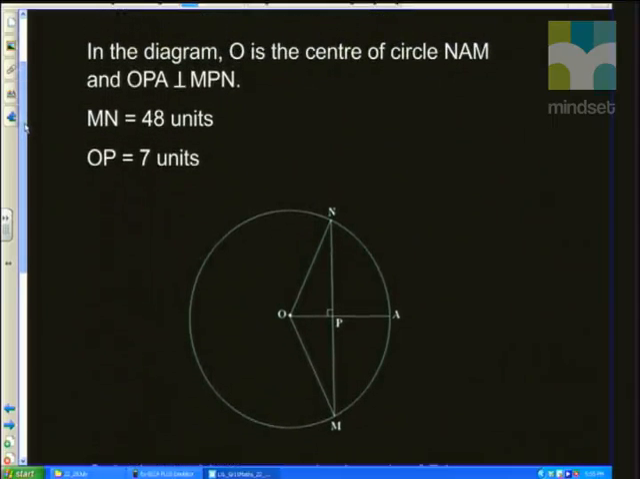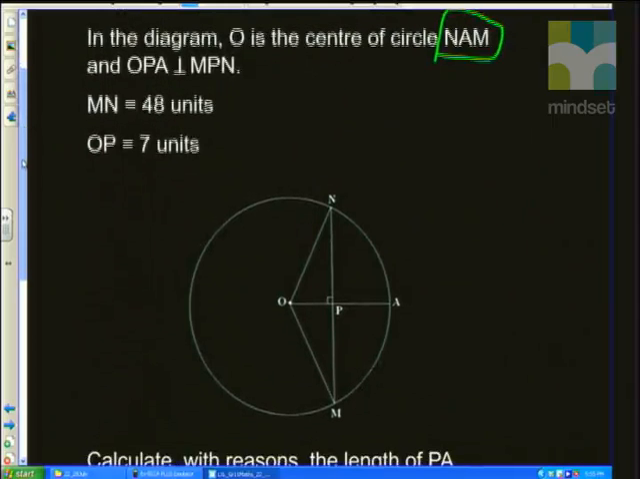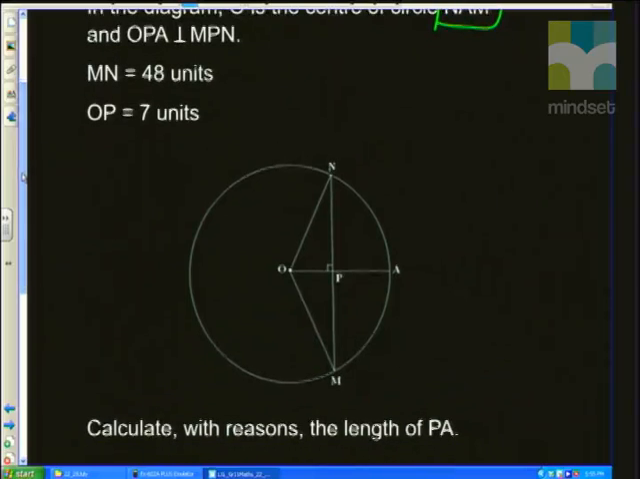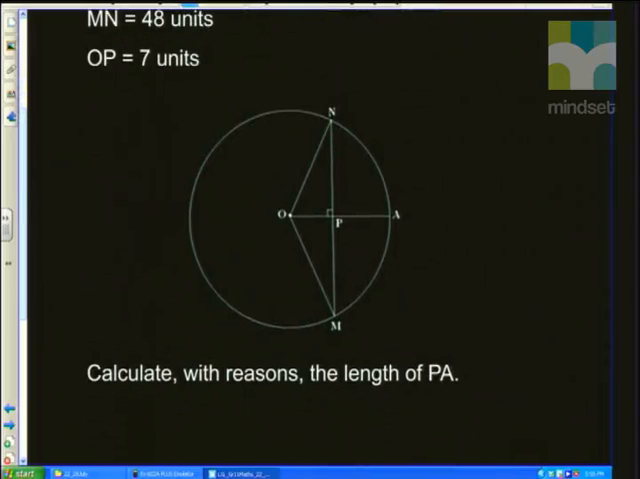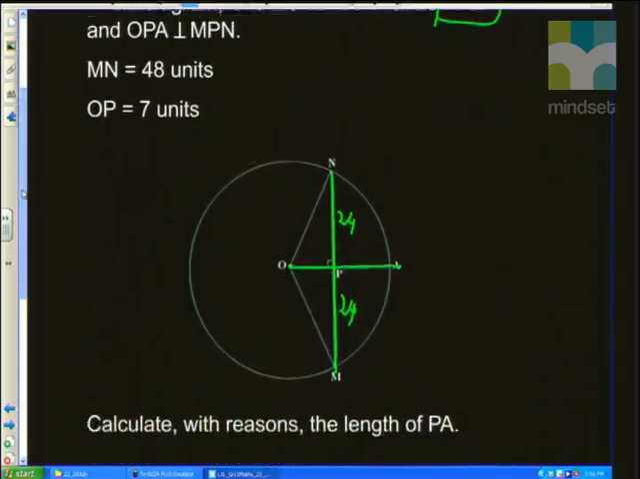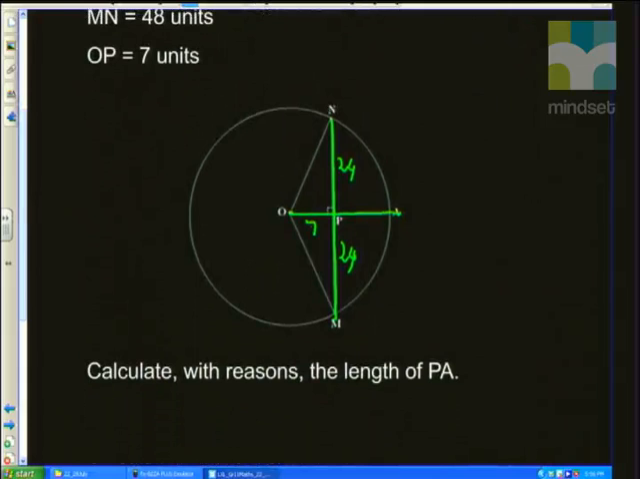In the diagram, O is the center of a circle, NAM, and OPA is perpendicular to MPN. 48 units equals MN, all right? So there is MN, right? And now remember, this is your radius. If the whole distance is 48, then this will be your 24, okay? And then what else are we given? OP is 7.